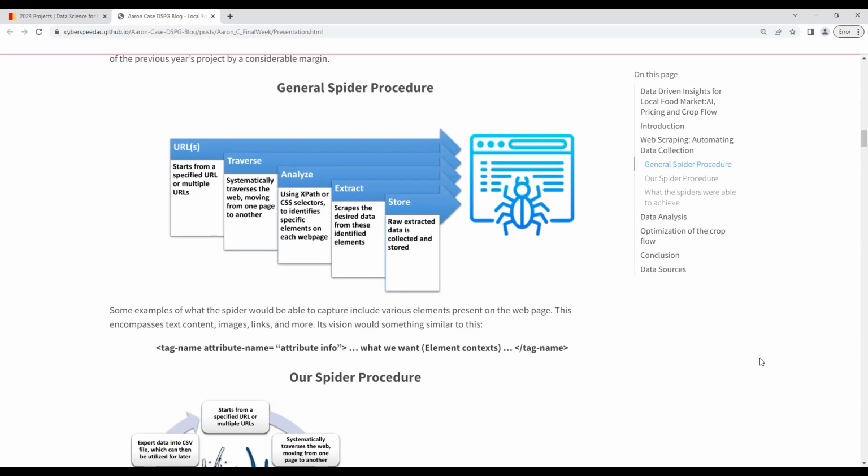Does anybody know HTML or CSS? Oh, okay.